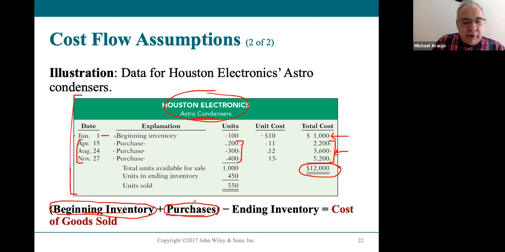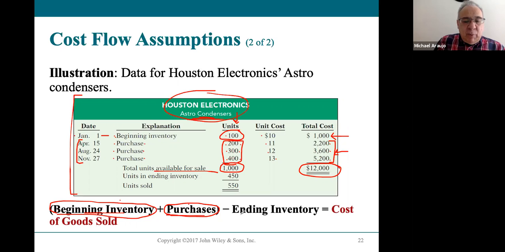You can also do this chart with units. They started with 100 units in beginning inventory. They bought another 900 units in purchases. They have a total of 1,000 units for sale. So you can do this for cost. You can also follow this for inventory, and that's important to know.